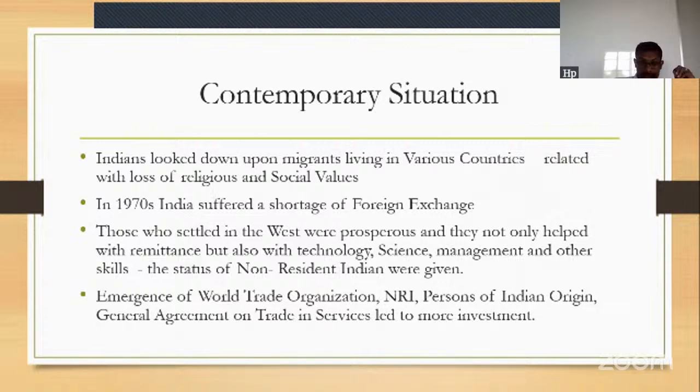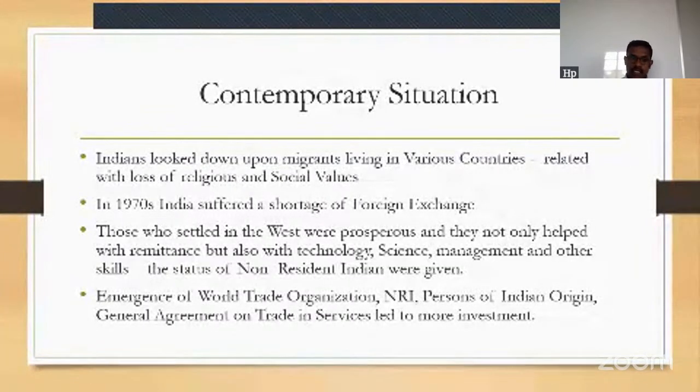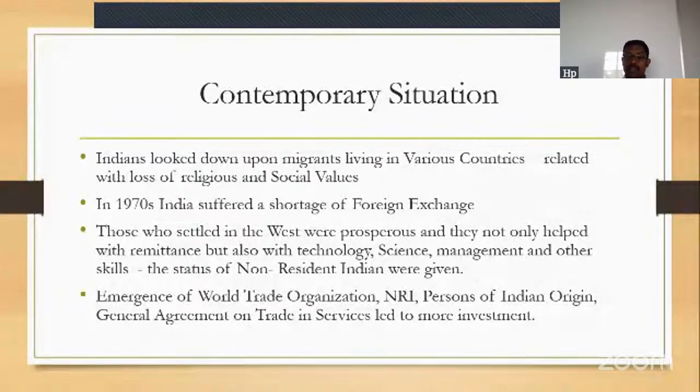In the 1970s, after 25 or 30 years of our independence, India suffered a shortage of foreign exchange. We were not able to grow economically on par with foreign countries. So our Indian economy slowed down, and due to that, we looked at getting jobs or migrating to other countries as a positive sign. During the 1970s, we witnessed that those who settled in the West were prosperous, and they helped not only with remittances but also with technology, science, management, and other skills. At that time we were highly supported by the people living in other countries as the diaspora community.